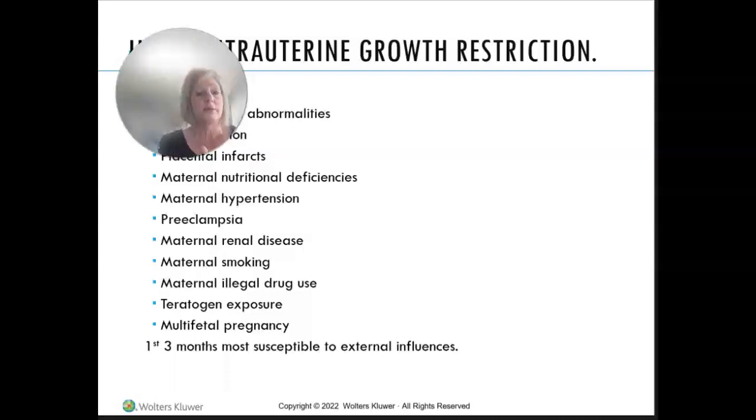Usually, the first 3 months is where these babies are more susceptible to those external influences, because that first 3 months is when everything is forming, everything is coming together. And if mom gets a huge infection, or mom takes some kind of teratogen, that's going to affect the growth of that fetus. So that is very important when we're thinking about prenatal care and talking to mom. A lot of times we haven't even seen these moms yet because they just found out they're pregnant. So it's important to ask them what they've done in the past so we can be prepared for our future baby.